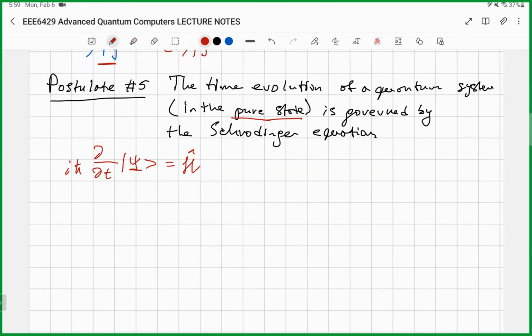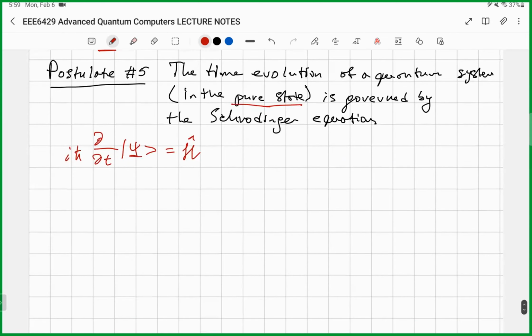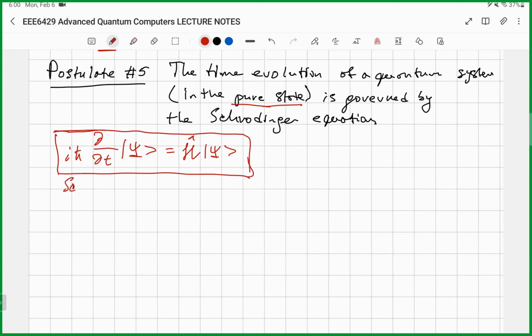So it is i h bar, the time derivative of state psi, and the result is equal to the operator H, the Hamiltonian, forgot the name, Hamiltonian H times this psi vector. So this is the Schrodinger equation.